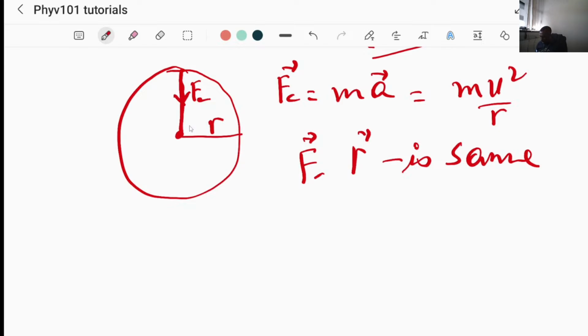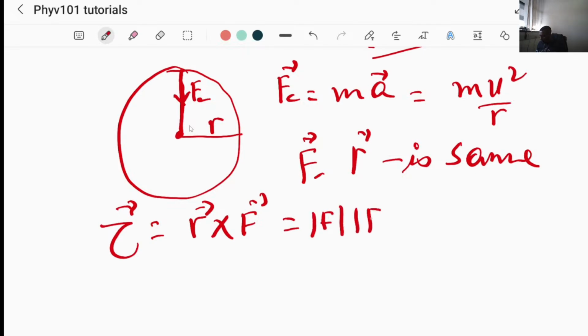Therefore, torque is defined as R cross F. You also need to remember from unit 1 that this is the magnitude of F, the magnitude of R, and sine theta, where theta is the angle between F and R.